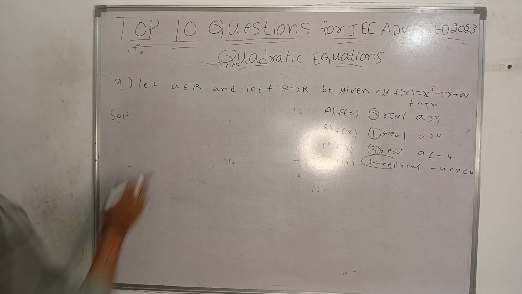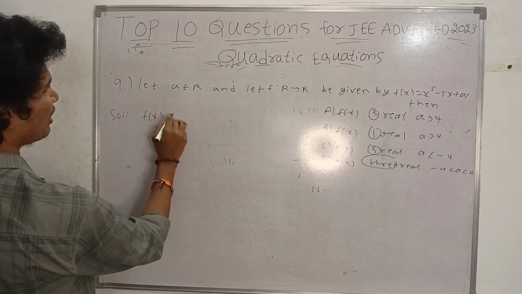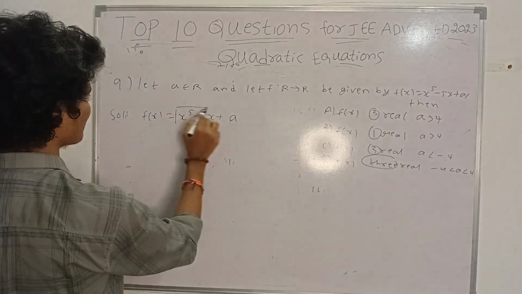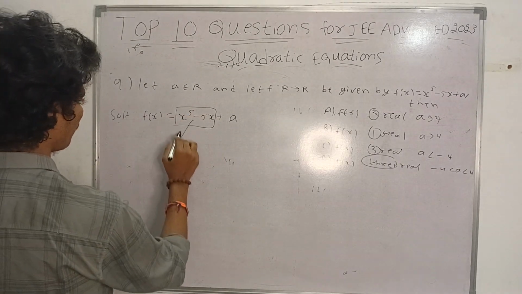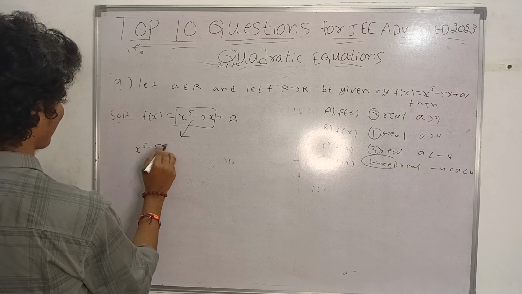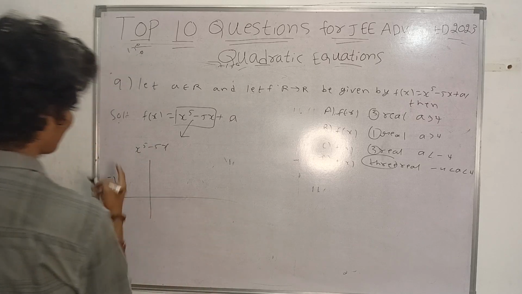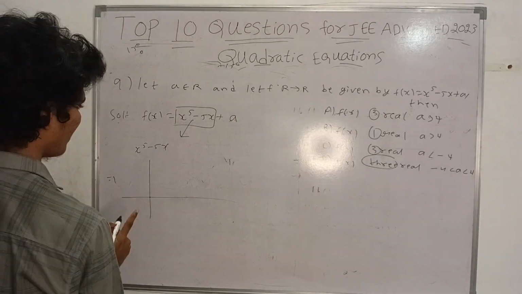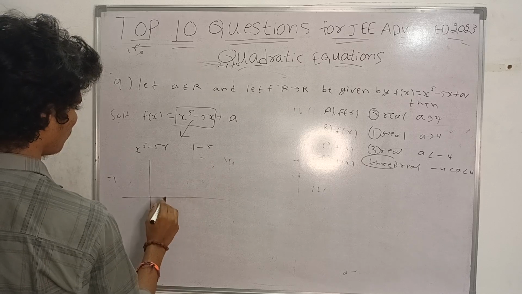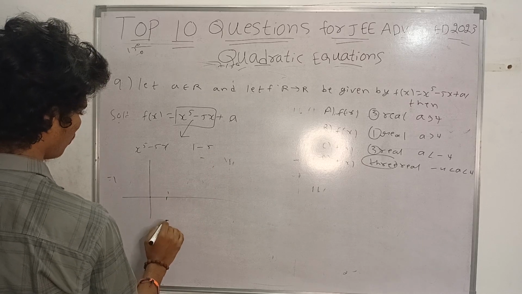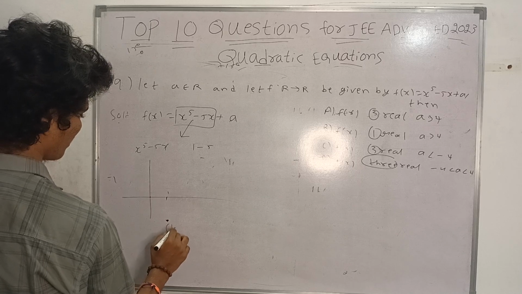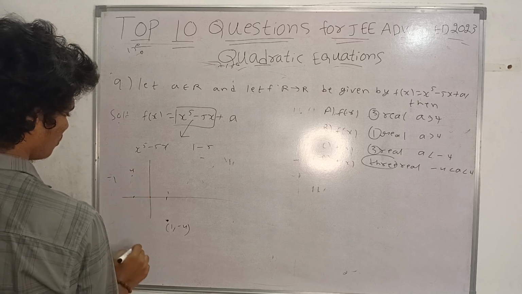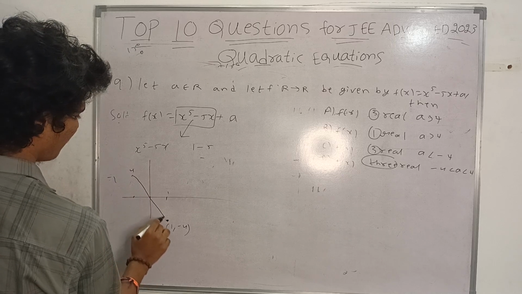They say a belongs to R and the given equation f of x equal to x power 5 minus 5x plus a. Simply if we take this thing into consideration and draw the graph for x power 5 minus 5x, what we can get? For 0 it is 0. For 1 it is minus 4. Suppose this is the point, that is 1 comma minus 4. For minus 1 it is 4. So the graph will be like this.